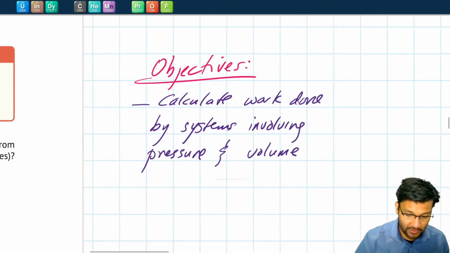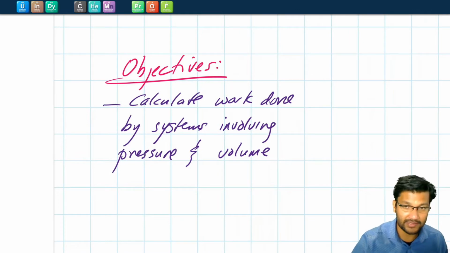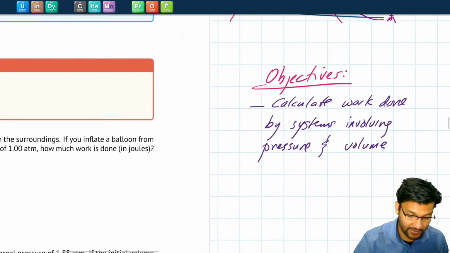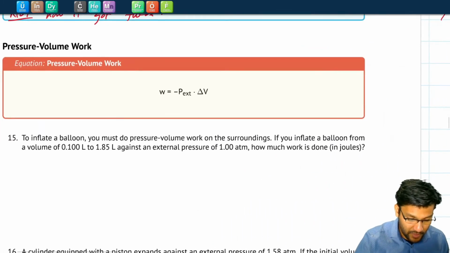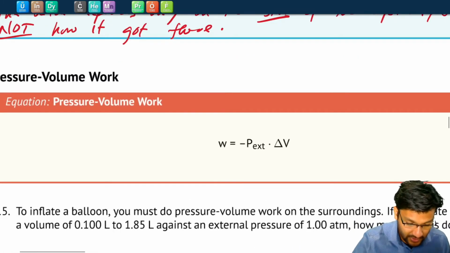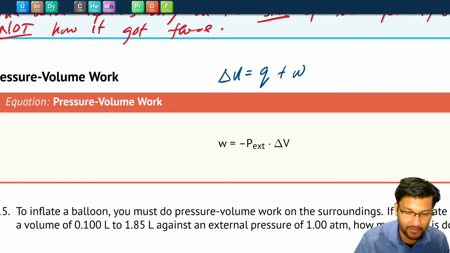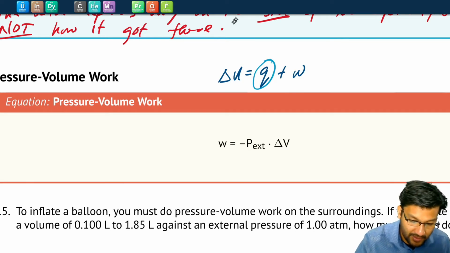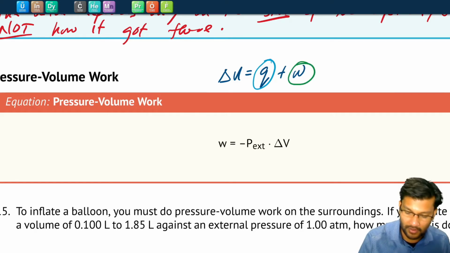By the end of this video, you should be able to calculate the work done by systems involving pressure and volume changes. Let's get into it. So, for pressure volume work, remember in our previous video we talked about how the change in internal energy will be associated to the heat and the work done by the system. We've spent a lot of this chapter talking about how to calculate heat changes using specific heat capacity and all of that. In this section, we're just going to talk a little bit about how to calculate work.